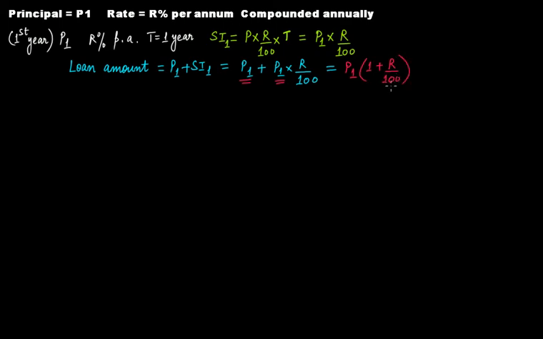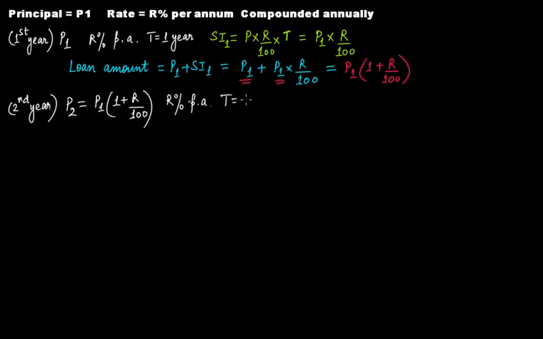Now this loan amount at the end of the first year will be the principal for the next year, that is the second year. Let's say the principal for the second year is P2, and P2 will be P1 times 1 plus R by 100. The rate will remain the same, that is R% per annum, and the time period will be 1 year.